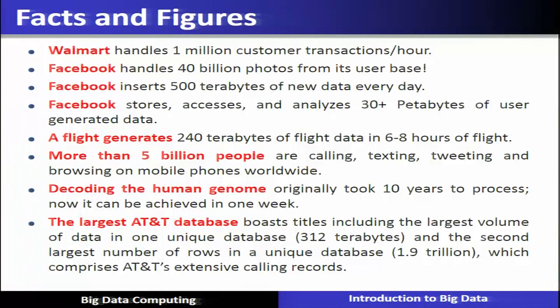Another example is decoding the human genome. Originally it took 10 years to process it, now it can be achieved in 1 week. That means computations on big data are now becoming possible to complete within time. Another company, AT&T, boasts titles including the largest volume of data in one database, that is 312 terabytes, and the second largest number of rows in a unique database, that is 1.9 trillion, which comprises AT&T's extensive calling records. This company uses large databases, that is data at rest, and performs computations on this large data set to gain insight and drive the business of that company.